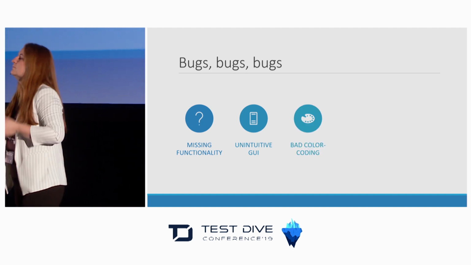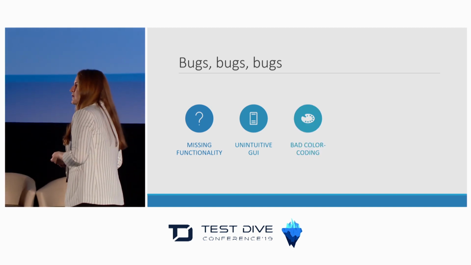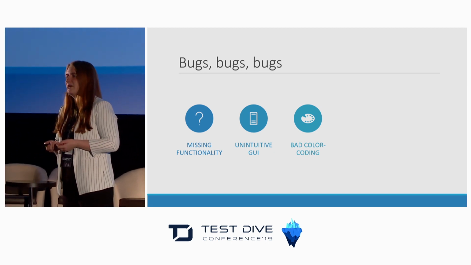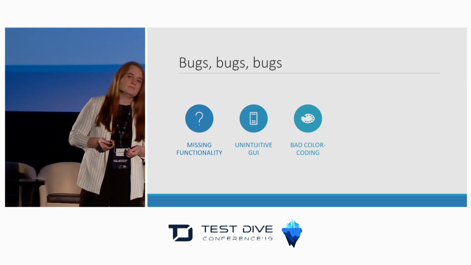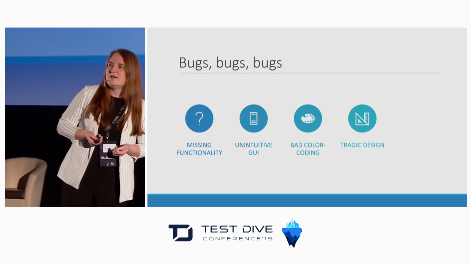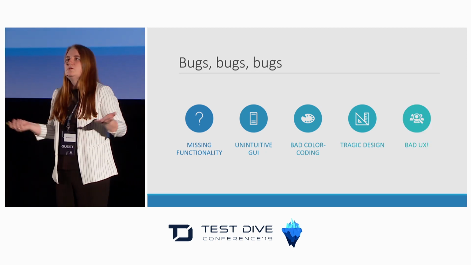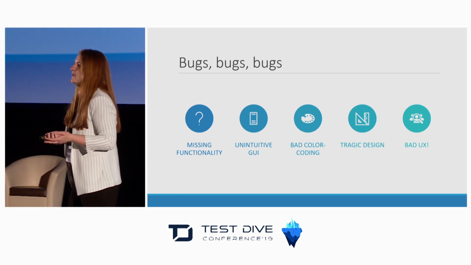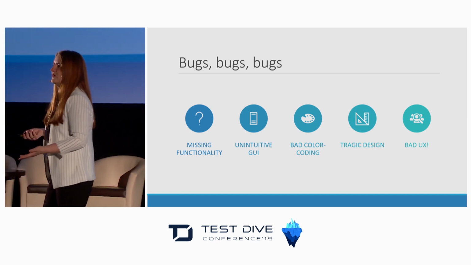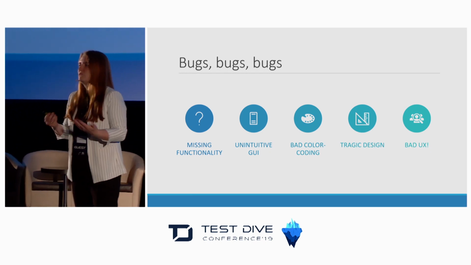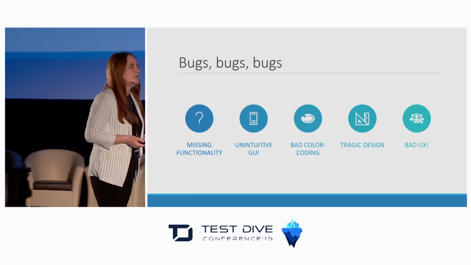Bad color coding, of course. The tester might just say, okay, your site looks ugly, change it. Tragic design. Basically, bad user experience. This is what you'll get. You'll get feedback on what you have designed, and the tester will tell you what's wrong with it on a very, very basic level.